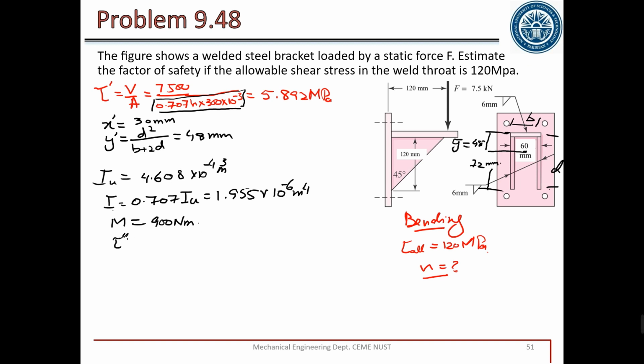Tau triple prime in this case is equal to MY by I. What is M? 900. What is I? I is 1.955 into 10 power minus 6. And what is Y? Y is the largest distance of the edge from this O. The distance is not 48, it is equal to 72, because 72 is the largest distance. So the maximum bending stress is here on the bottom edges, not on the top edges. So 900 into 72 mm divided by I, substituting all the values, will give us tau triple prime equal to 32.23 MPa.